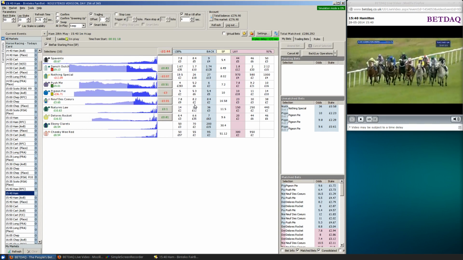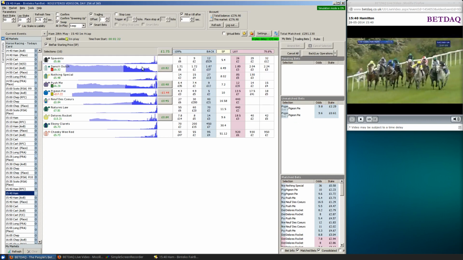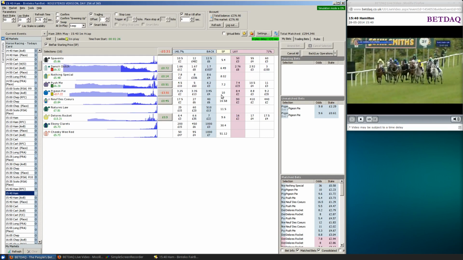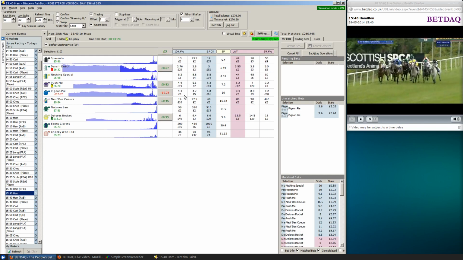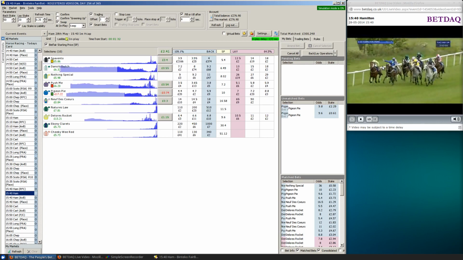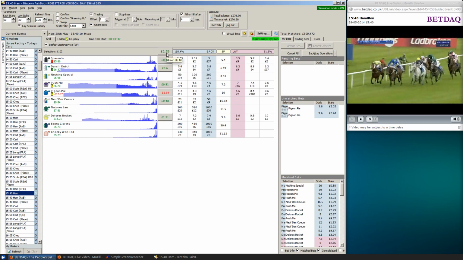Now in this particular case, Pigeon Pie is starting to get nibbled at, and she's going to get traded out fairly shortly. She is there. She's pushing quite hard, so we can trade out at any time here.